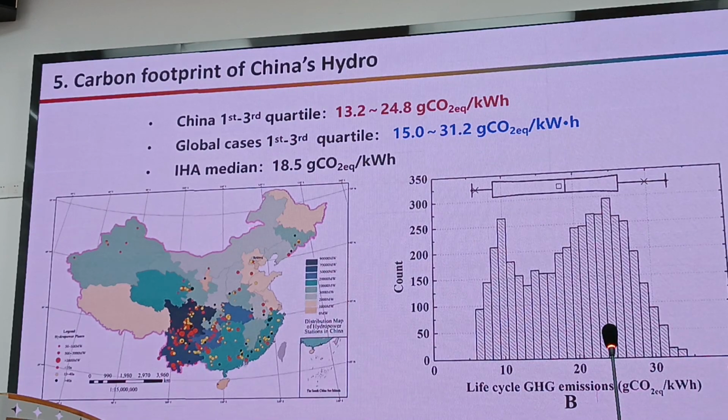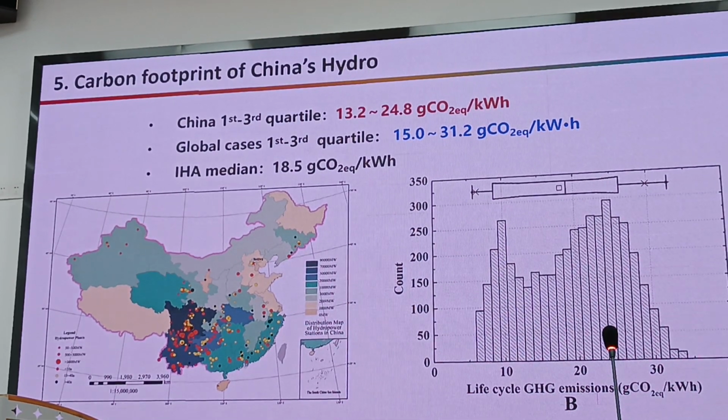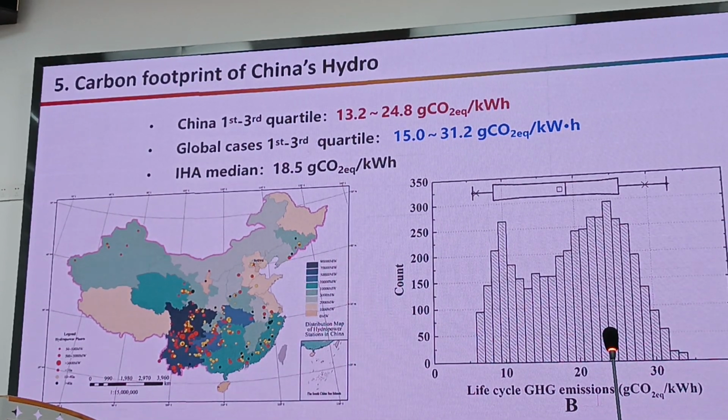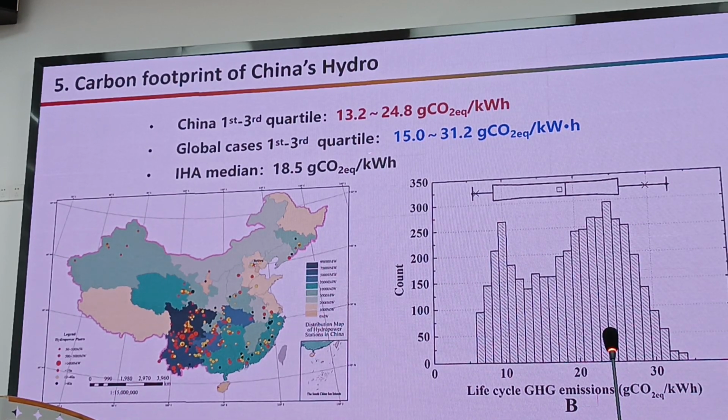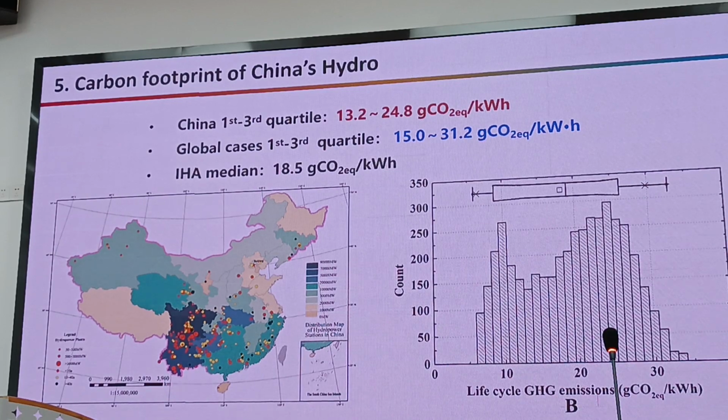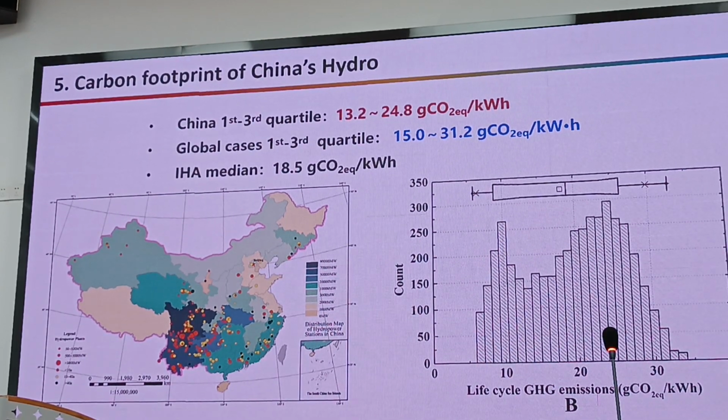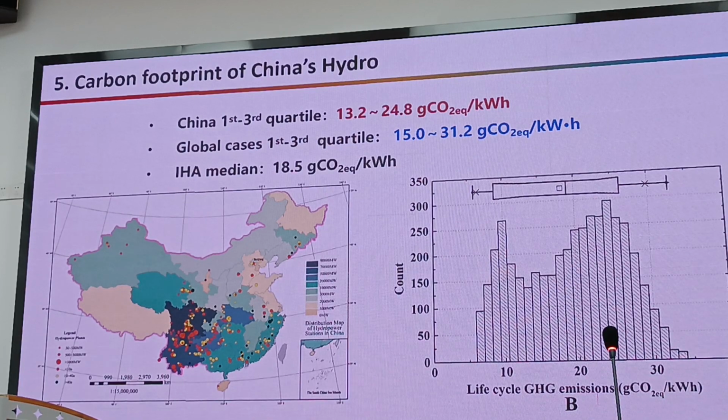If you think about this, we extrapolated our data, and according to the literature data, we find that China's large hydro is 13 to 24 grams of carbon dioxide equivalent per kilowatt hour. The global cases are 15 to 31, which means that China's hydro is a little bit lower than the global hydro. And the IHA, International Hydropower Association, median is 18. So China's hydro, from the perspective of life cycle assessment, is still very low.